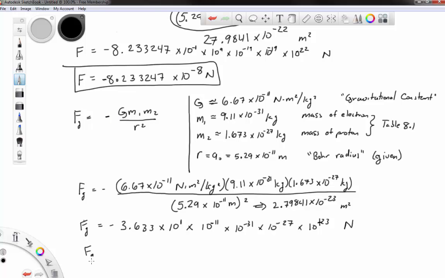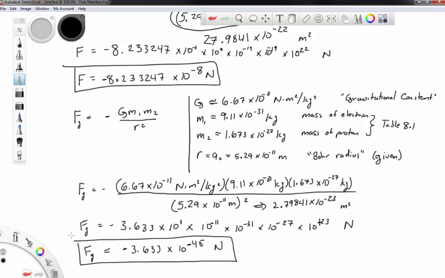So the force of gravity appears to be about minus 3.633 times 10 to the minus 45 newtons. I did that for the interesting point of contrast. This was the electrical force between the two, and here's the gravitational force between the two. The most important thing here is this power of 10. For electrical force, it was a power of minus 8. For this one, it was a power of minus 45.